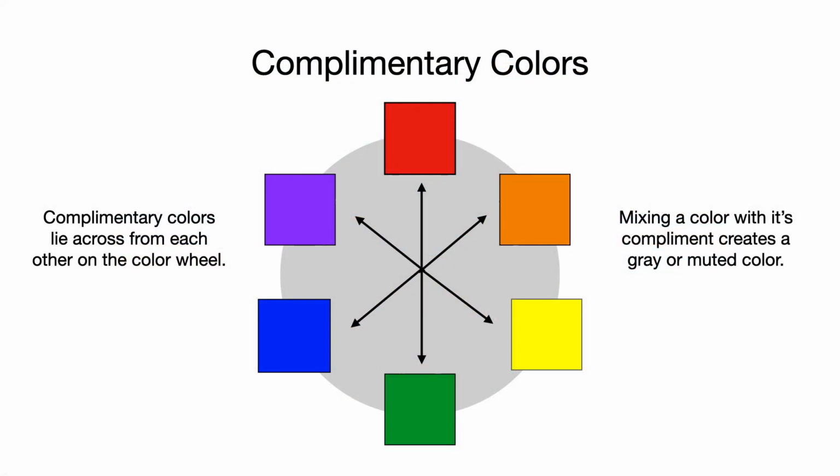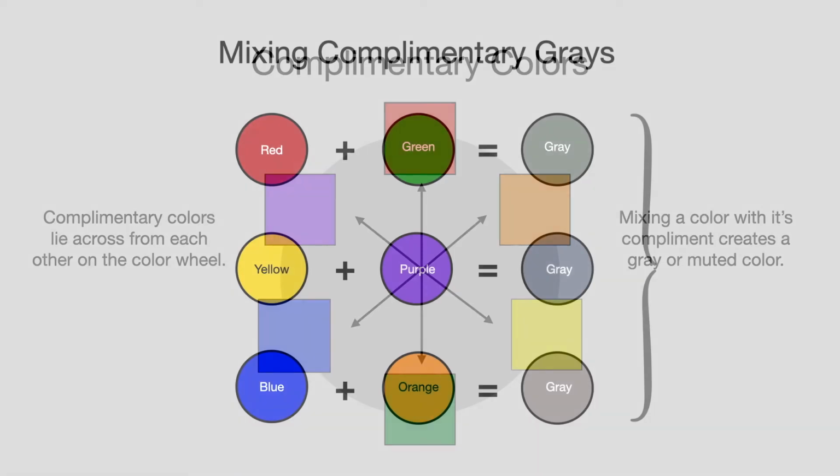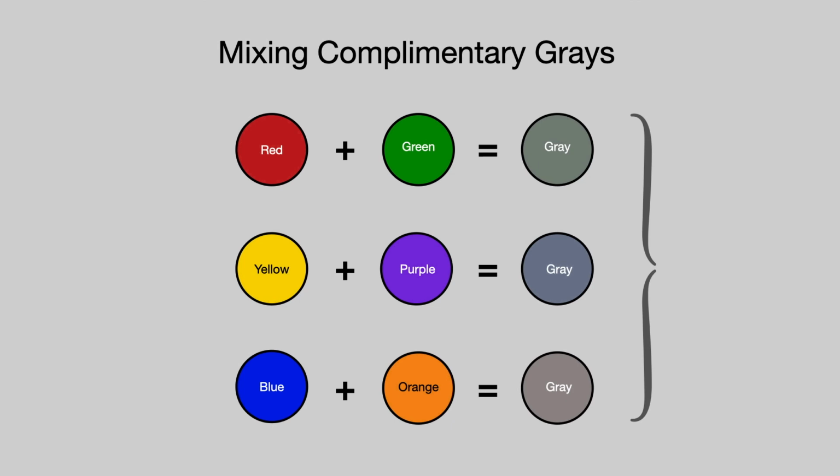Instead of using black and white to make gray, I like to mix together complementary colors. Complementary colors lie across from each other on the color wheel. Mixing a color with its complement creates a gray or muted color. To mix gray, use colors that are already on your palette. Then your grays will harmonize with the colors in your painting.